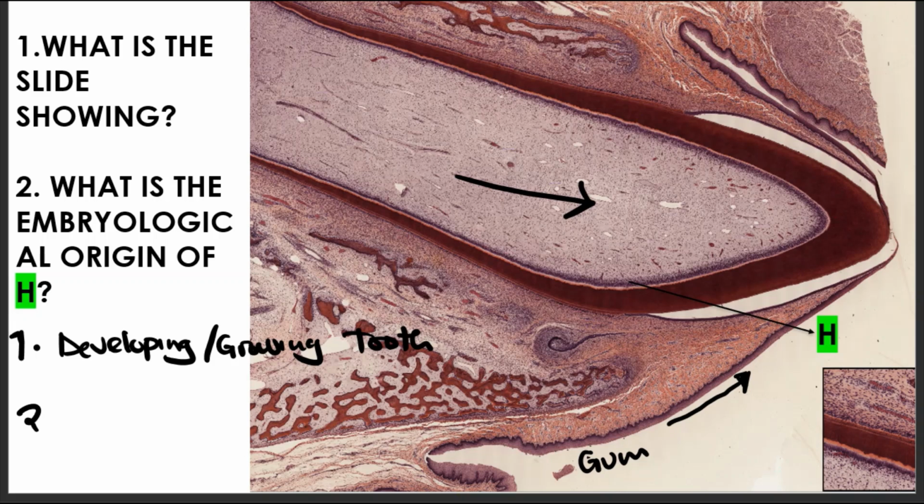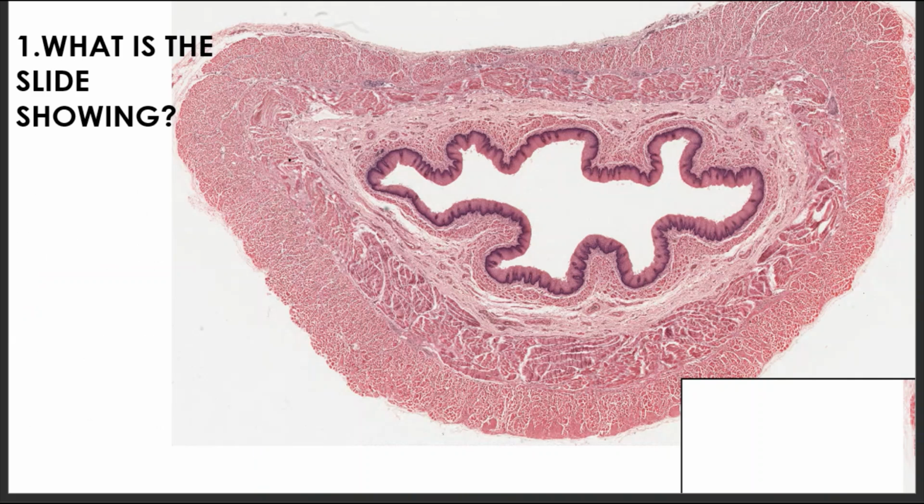Then 2 says, what is the embryological origin of H? H here, this is where the odontoblasts are found that produce the dentine. They come from the neural crest cells. When the neural crest cells, especially the cranial neural crest cells, migrate, they will differentiate into the odontoblasts, which will go and produce the dentine of the tooth.